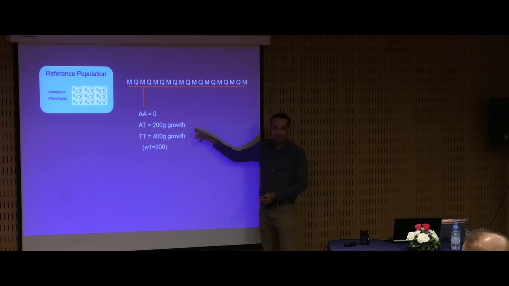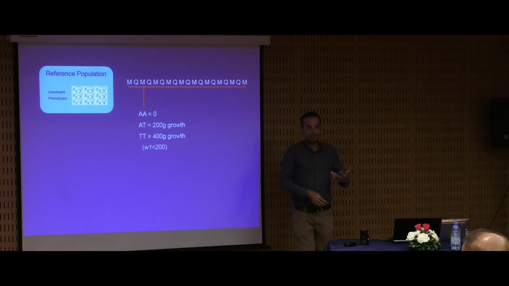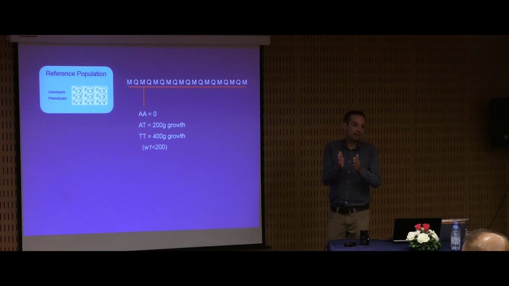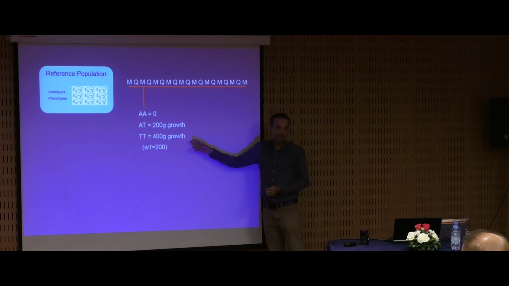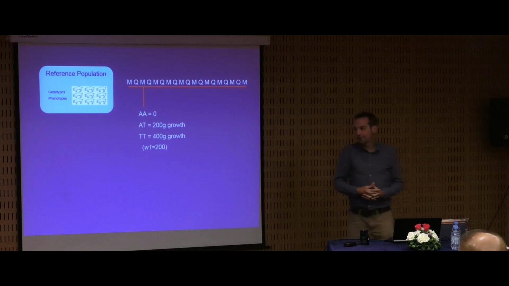If you get one copy of the T allele, you get an extra 200 grams of growth. In other words, it's saying that SNP is very close to a mutation that increases growth rate, and if you get the T allele, it increases it by 200 grams. If you get two copies of the T allele, two copies of the gene improving growth rate, you get 400 grams extra growth.